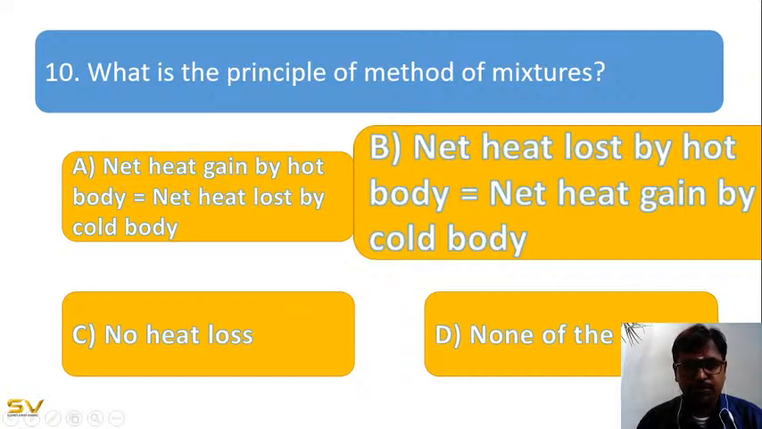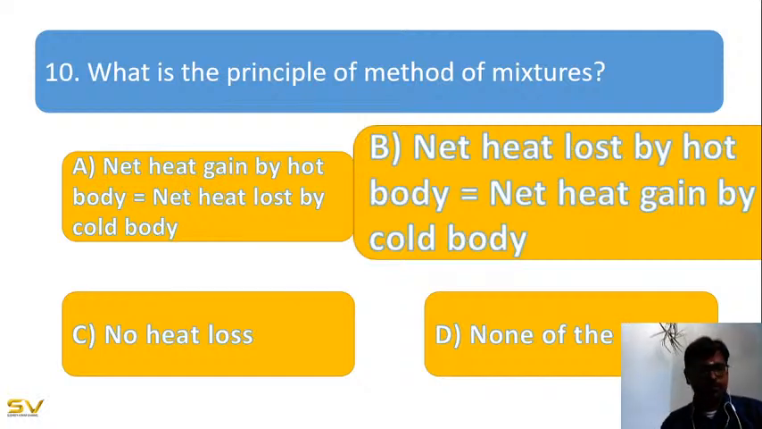Okay, now up to this we have completed 10 questions regarding heat. This is the question that we stopped at yesterday. What is the principle of the method of mixtures? The correct answer is: net heat lost by the hot body is equal to the net heat gained by the cold body. Now continuing to the next question, that is the 11th question on the screen.